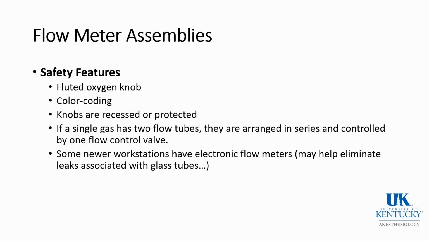There are other safety features associated with flow meters, and they include fluted oxygen knobs, color coding, and knobs which are recessed or protected, such that inadvertent alterations in setting are avoided. If a single gas has two flow tubes, they are arranged in series and controlled by one flow control valve. Some newer workstations have electronic flow meters, which could possibly eliminate leaks associated with glass tubes.